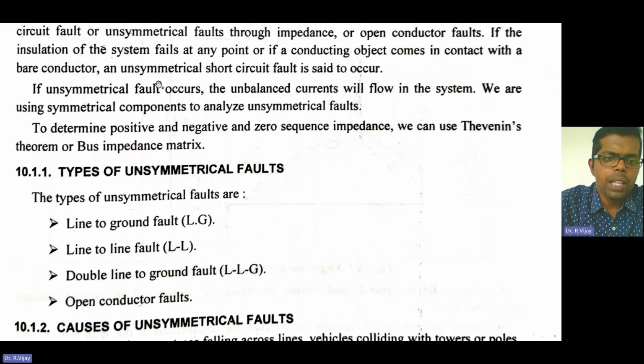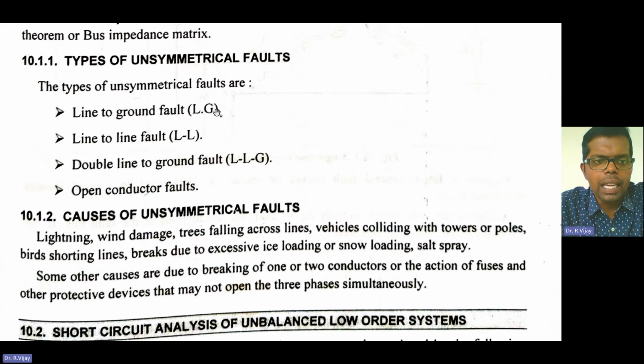These are the types of unsymmetrical faults we have already seen: line to ground fault, line to line fault, double line to ground fault, and open conductor fault. Line to ground fault means, for example, due to wind or trees falling onto one line, it touches the ground. Double line to ground fault means trees falling on two phases of the lines and touching each other. This kind of double line to ground fault rarely occurs.